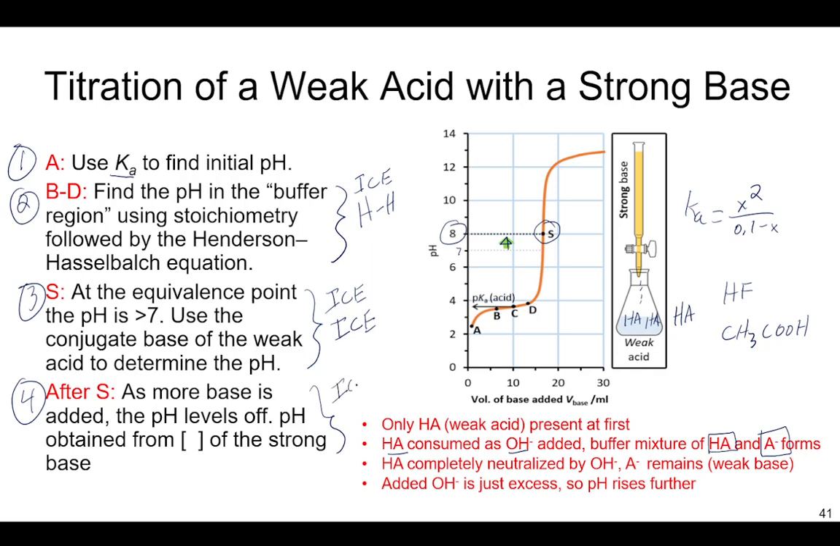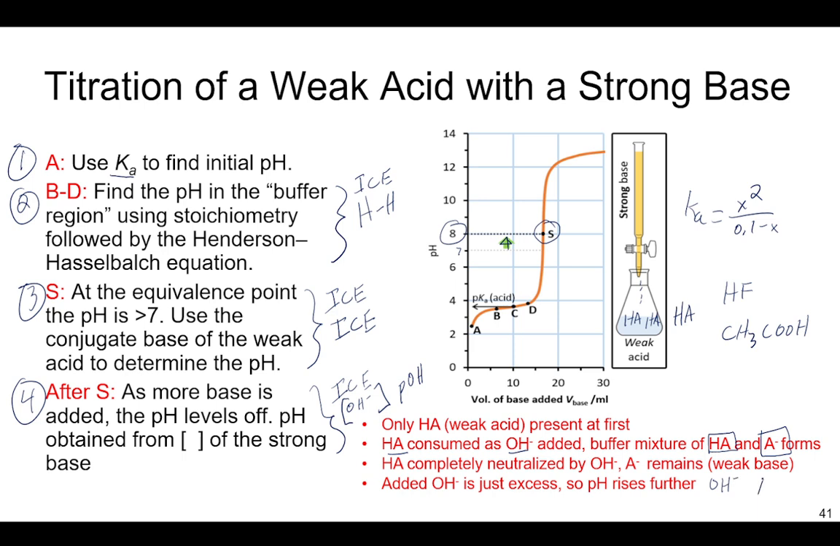We'll do an ice chart, figure out how much strong base is floating around, calculate the concentration based on the new volume, do negative log to get pOH, and we can get pH from there. Right, so after the equivalence point, you've completely neutralized the acid. There's just going to be OH minus floating around.